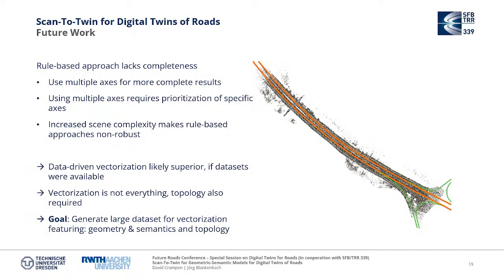Now coming to the future work. The next obvious thing, if we wanted to stay on the track of rule-based extraction, would be using multiple axes and combining them. However, then we will have areas where they interfere with each other, so there we need some prioritization. And of course, at some point, the more complex and the larger the scale of the environment, the more non-robust it is likely going to get. So in the long run, we are planning to shift to an end-to-end data-driven approach.